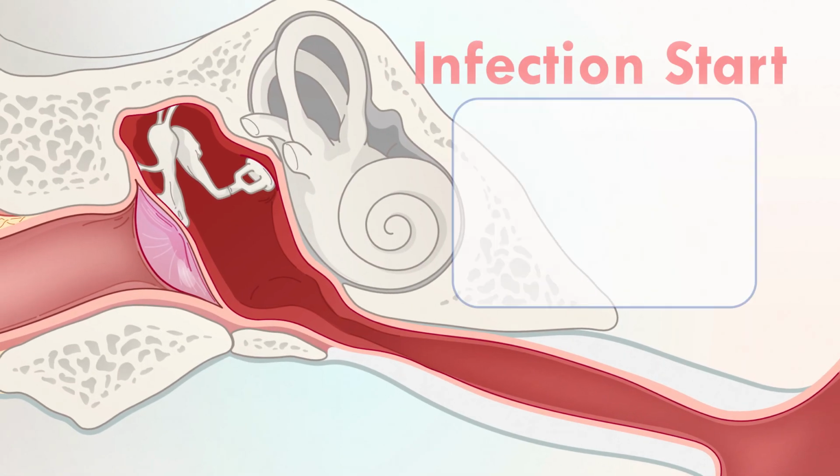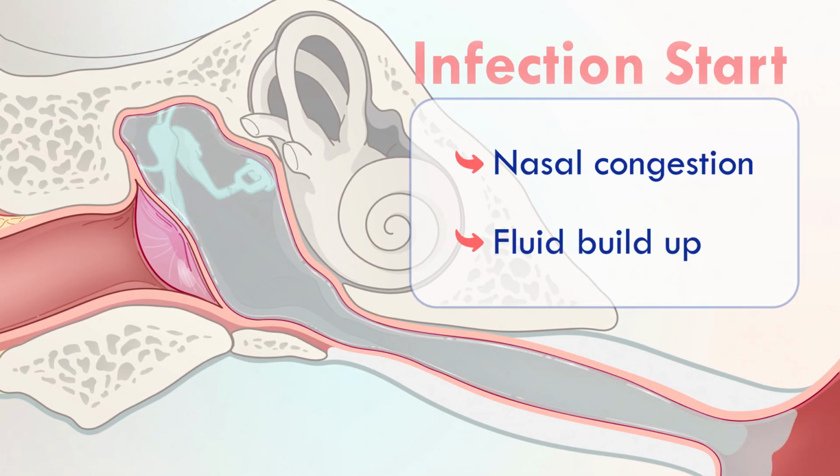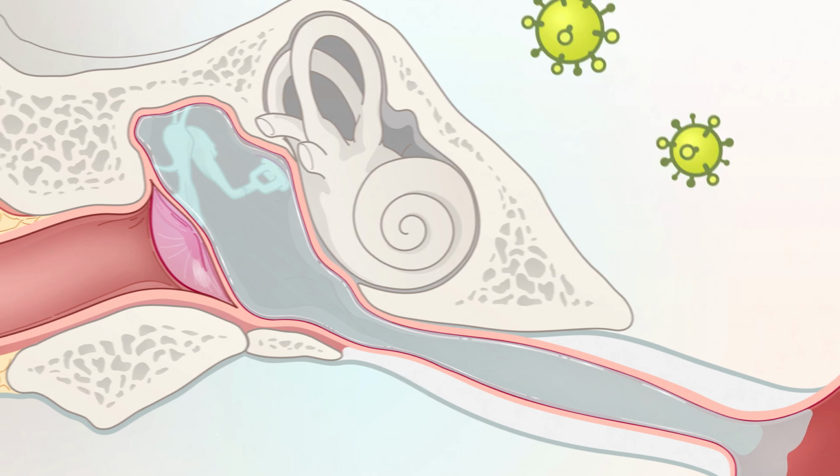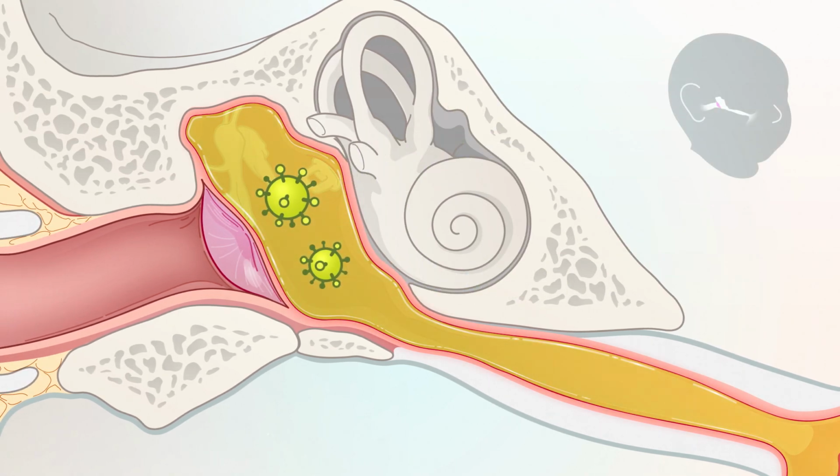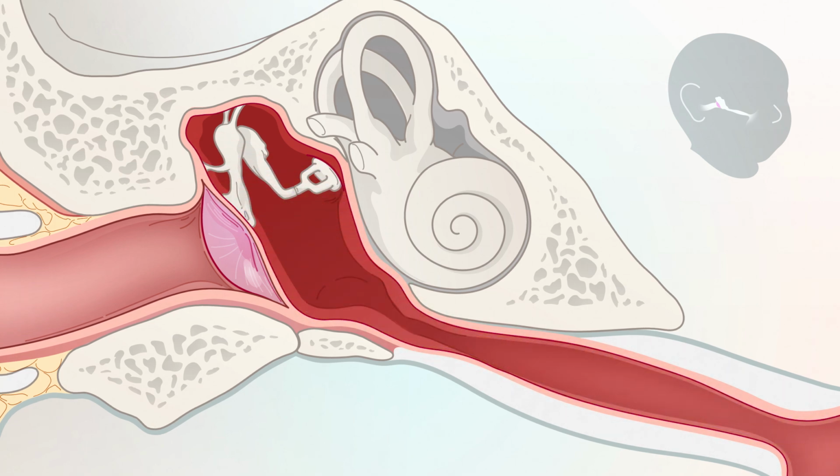Ear infections often start when nasal congestion causes fluid to build up in the middle ear. Bacteria then infect this fluid, causing pain and fever. The fluid can't drain through the ear canal unless the eardrum ruptures. To fully resolve the infection, the bacteria must be eliminated and the fluid must drain.